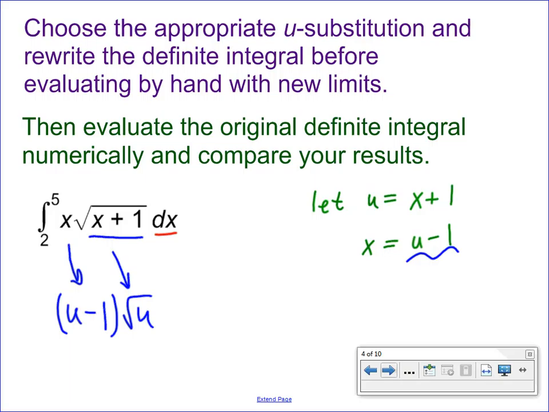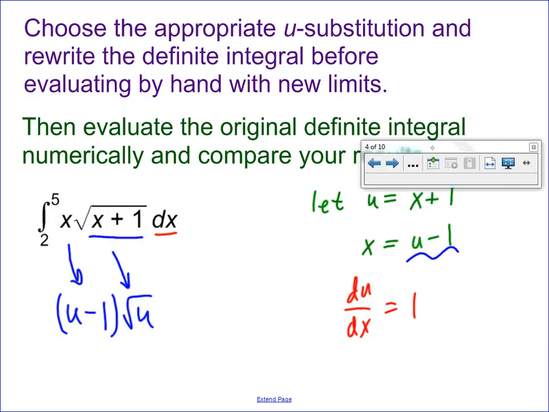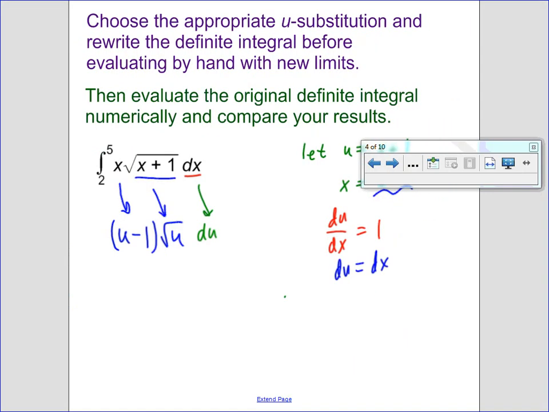So let's go ahead and go over here and see if we can't complete this u substitution. If u equals x plus 1, then du dx would equal 1, and du would equal dx. So it looks to me like we can do a straight substitution. dx is going to be du, which is great news because I need a du, right? I need to know with respect to what variable anytime I have an integral symbol.